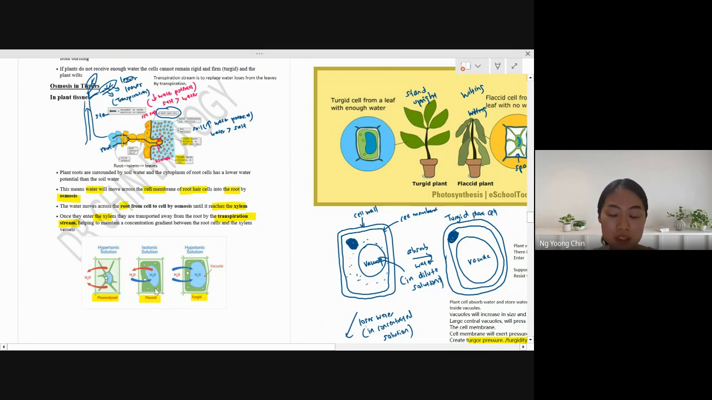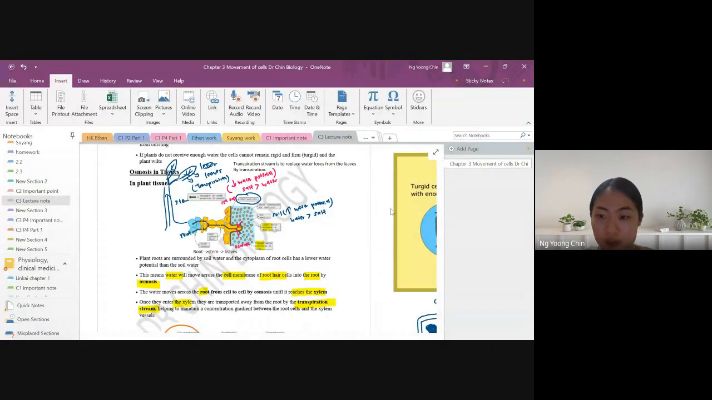In very severe conditions of water loss, the cell membrane pulls away from the cell wall, so it creates a space between the cell membrane and the cell wall. It appears in this way. I think you can see my screen, right? I'm sharing it. Let me confirm. Yes, I'm sharing the screen.